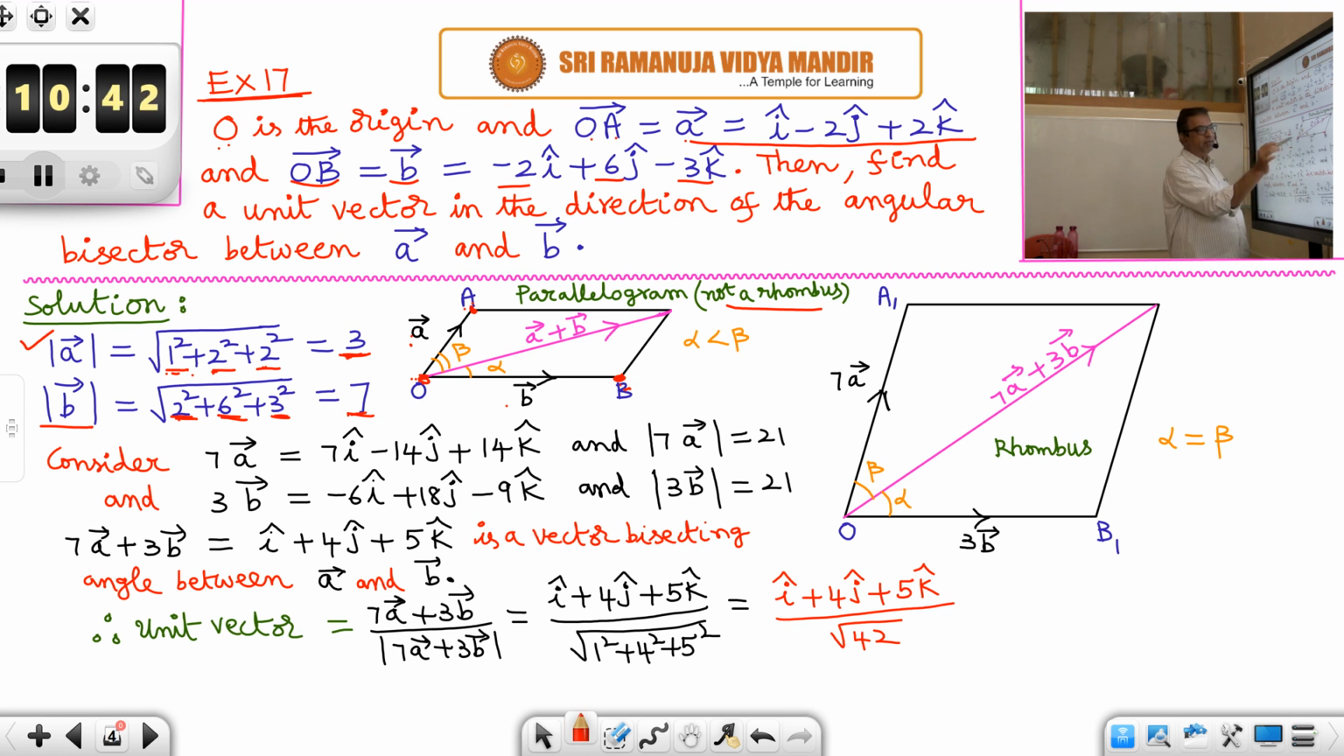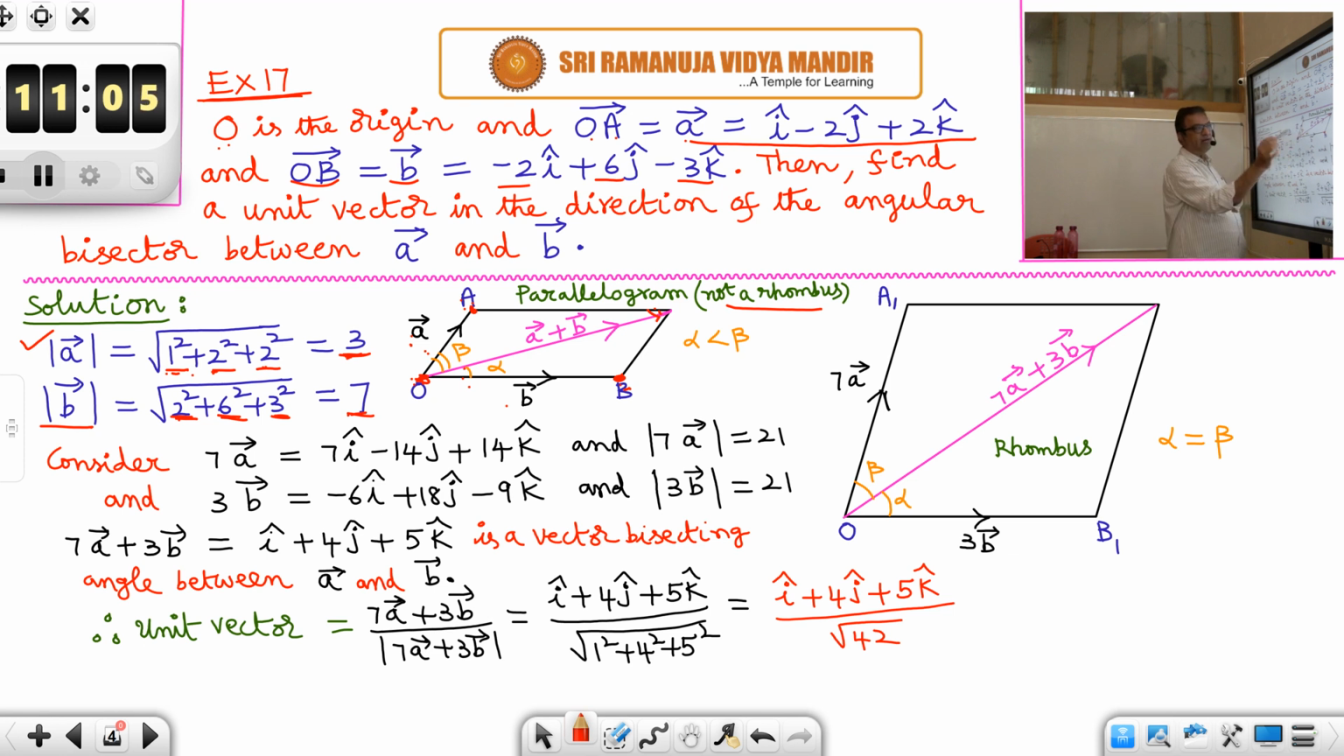What happens? A bar plus B bar is nothing but the diagonal, is it not? If OA and OB are the adjacent sides of a parallelogram, according to the parallelogram law of addition of vectors, A bar plus B bar will be represented by the diagonal. This diagonal makes angles alpha and beta with B bar and A bar separately. Will they be equal? No.